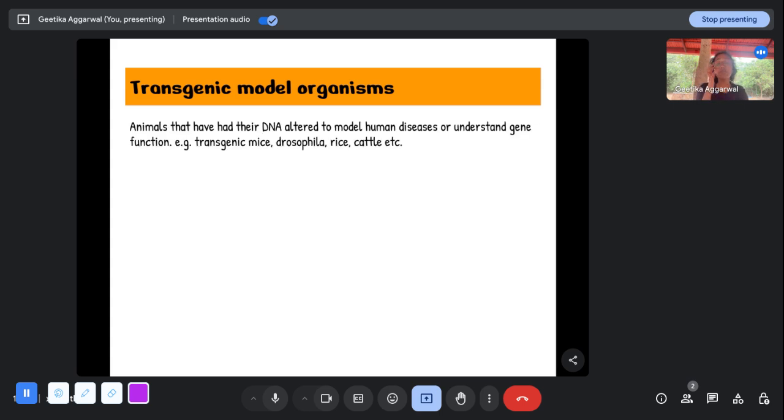I would just give you a brief about what transgenic model organisms are. They're animals whose DNA has been altered in such a way that it models human diseases, and it helps us understand gene function.